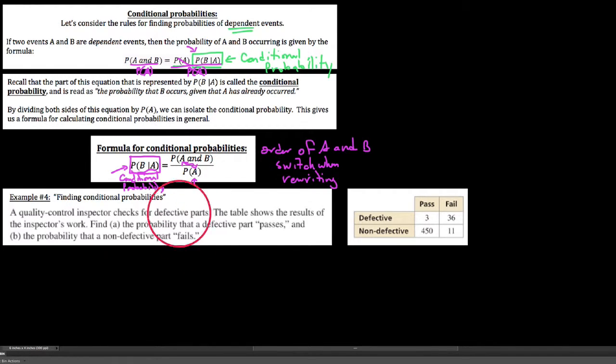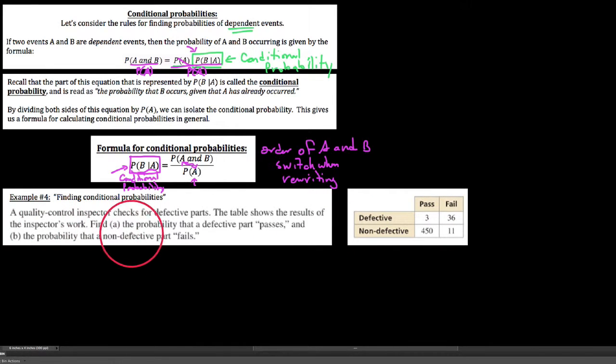So when we write this, remember that the order switches and that these two have the same event. Let's go ahead and take a look at a situation in which we could use a two-way table to look at a conditional probability situation. Let's assume here that a quality control inspector checks for defective parts. And so we say that this table over here shows the result of the inspector's work.